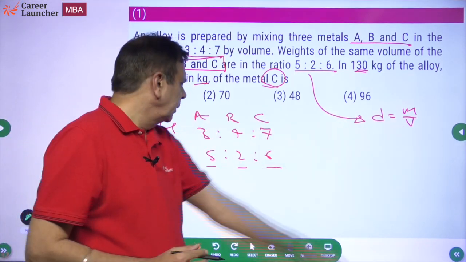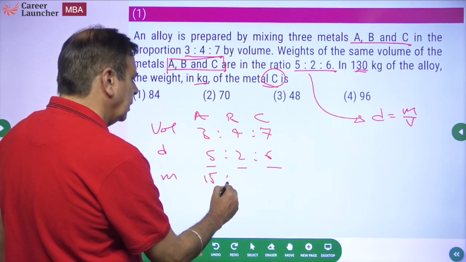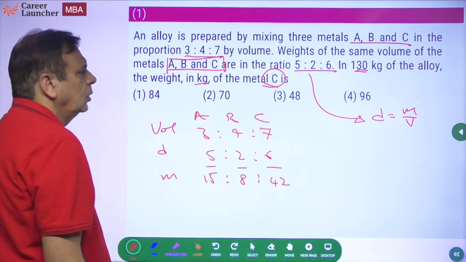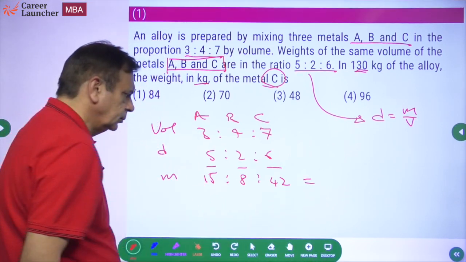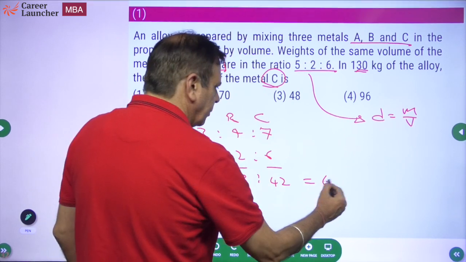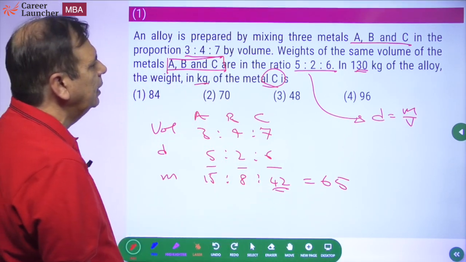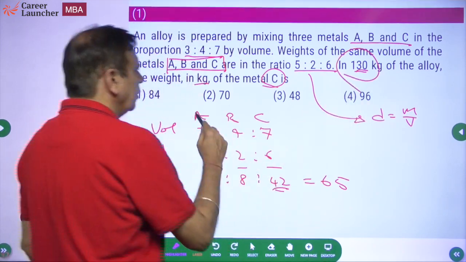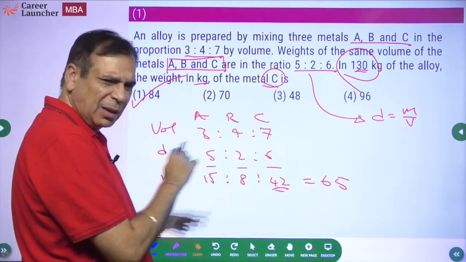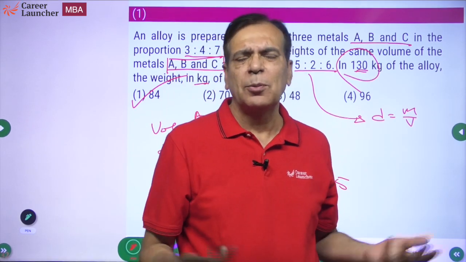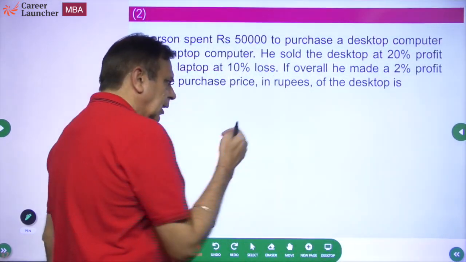Weight is nothing but volume into density. So 15:8:42. Okay. And what is the total? 15 plus 8 plus 42 is 65. So out of 65 kg, 42 kg is going to be C. So out of 130 kg, C is going to be 84. Okay. Simple question, no jugaad. As long as you remember that density is mass per unit volume, you'll get the answer. Let's move to the next question.